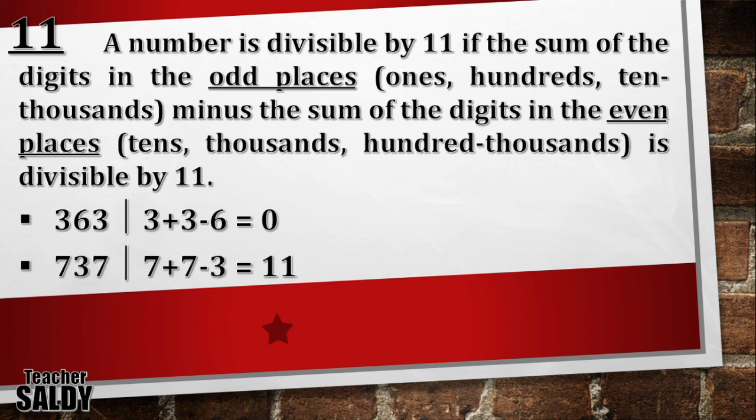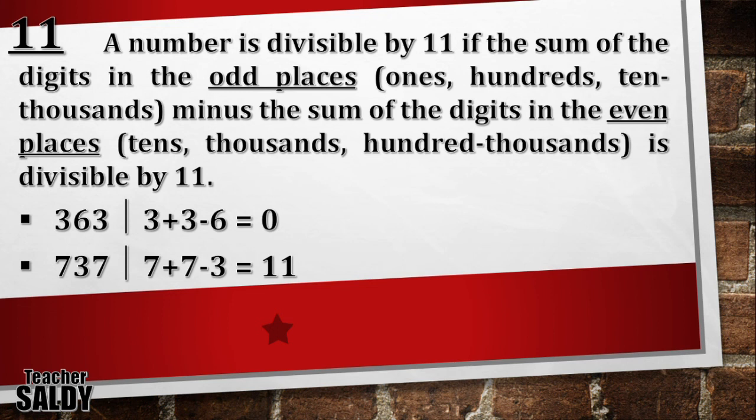Next example, we have 737. So we have 7 plus 7, yung sum nila, sum of the odd places minus the sum of the even places. Okay, we have 14 minus 3 is 11. Okay, so 11, pwede mo siyang hatiin by 11. Therefore, 737 is divisible by 11.